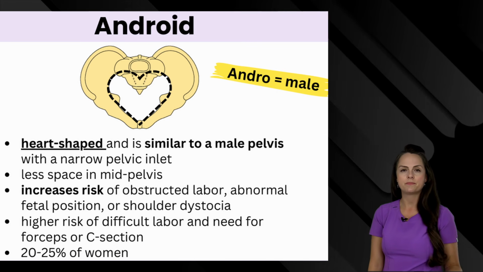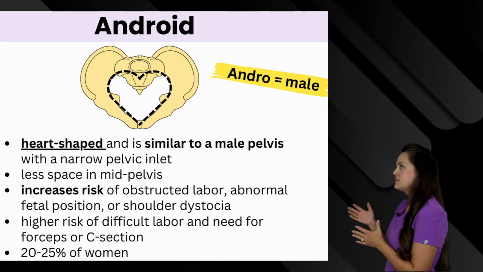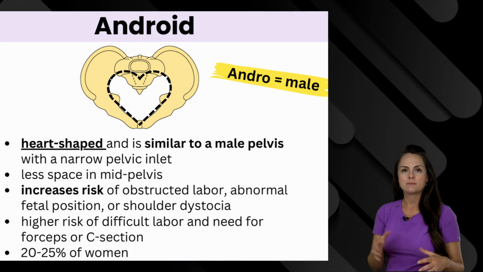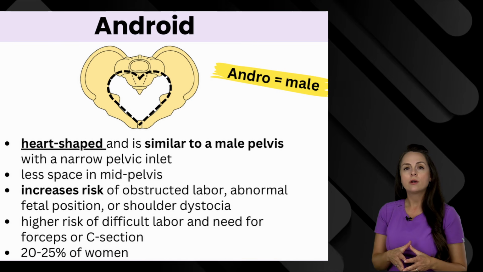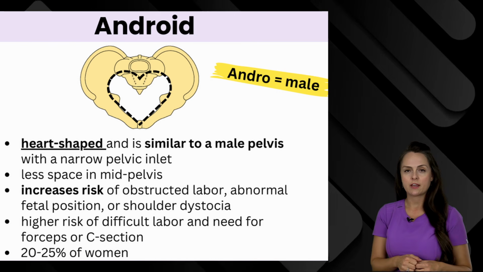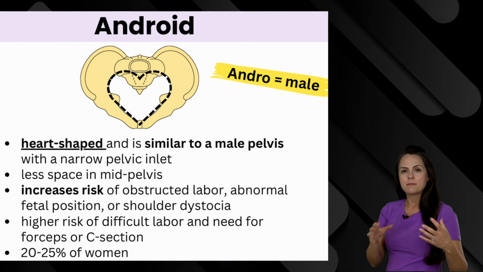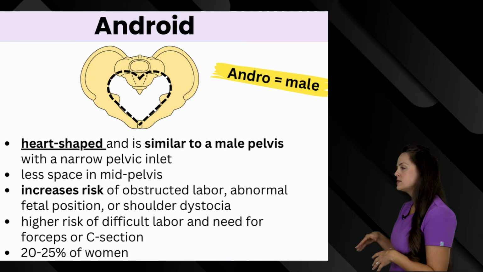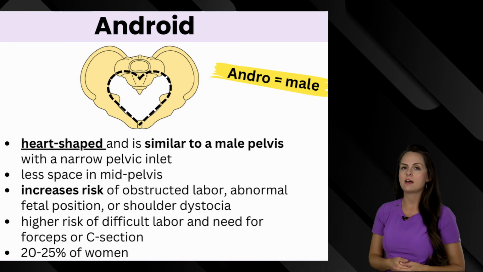or a C-section. So because of this, patient may have an obstructive labor, the fetus may be in an abnormal position that would make it difficult to be delivered, or it can cause shoulder dystocia, which is where that baby's shoulders get stuck in that vaginal canal. Now, this occurs in about 20 to 25% of women.